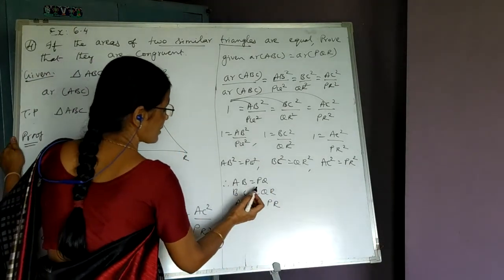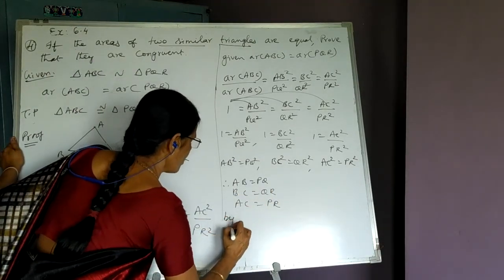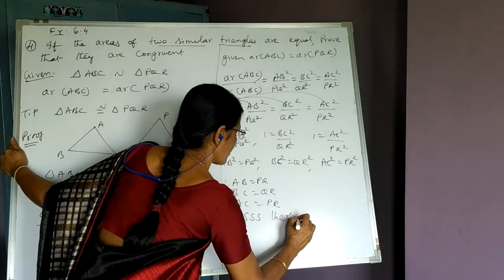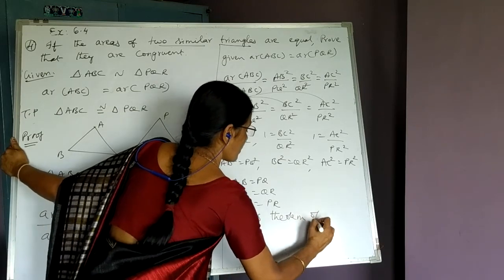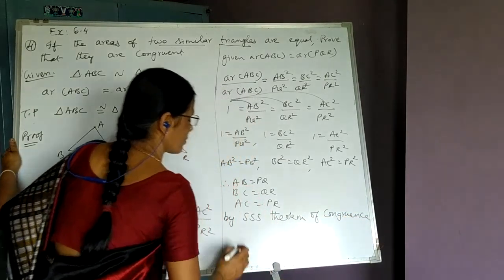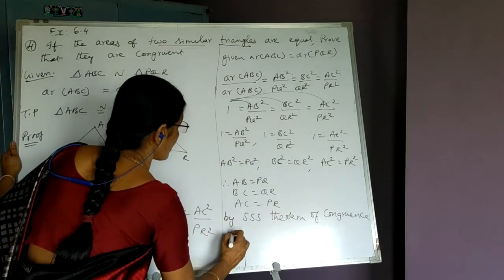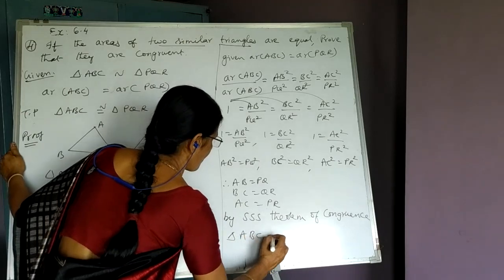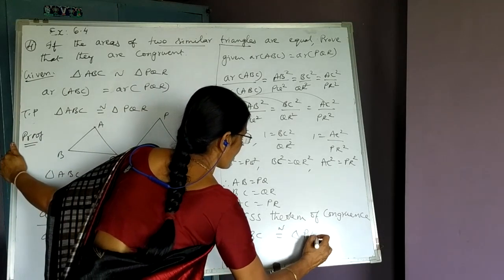Three pairs of sides are equal. Therefore, by triple S theorem of congruence, not similarity, because the sides are equal, triangle ABC is congruent to triangle PQR.